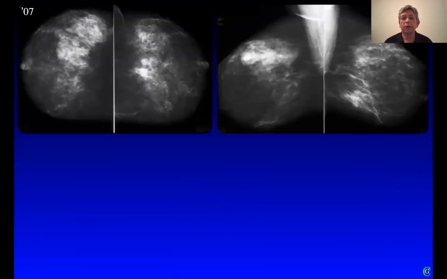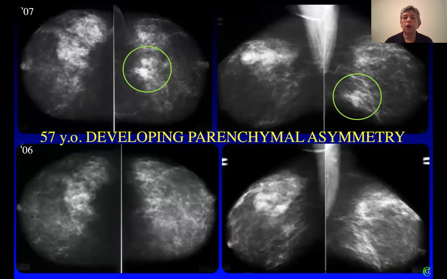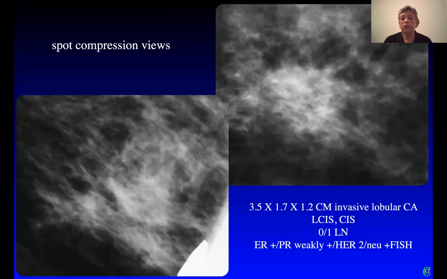and that is the reason for the developing parenchymal asymmetry. Here's another patient where we have a screening mammogram that I'm showing you here. You can describe asymmetry, but it's only when I show you the prior studies that you can talk about developing parenchymal asymmetry in the lower central portion of the left breast, posteriorly. Here are the spot compression views. This underwent stereotactic guided biopsy, and it was a 3.5 centimeter area of invasive lobular carcinoma associated with lobular carcinoma in situ, as well as ductal carcinoma in situ.